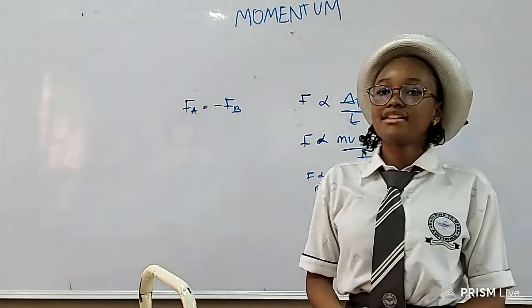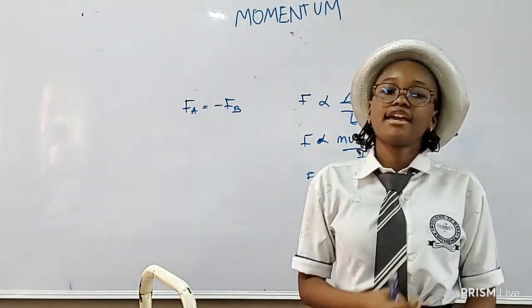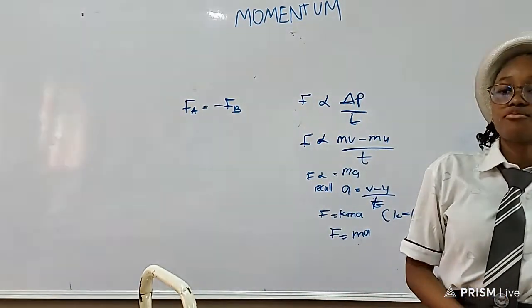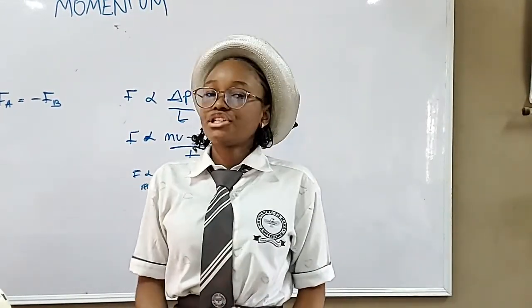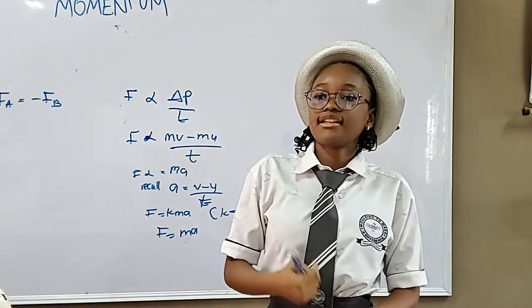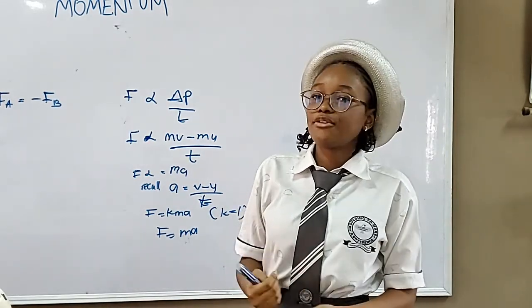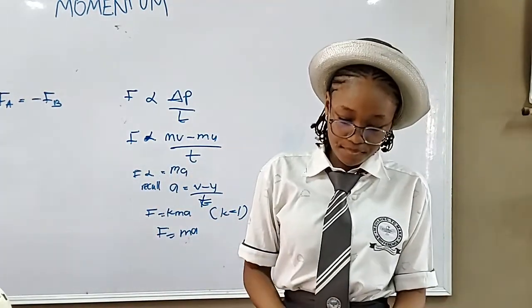This basically states that when two or more bodies collide in a closed system, total momentum before collision equals total momentum after collision. What does a closed system mean? A closed system is a system where there are no external forces acting upon it except the forces caused by the collisions.